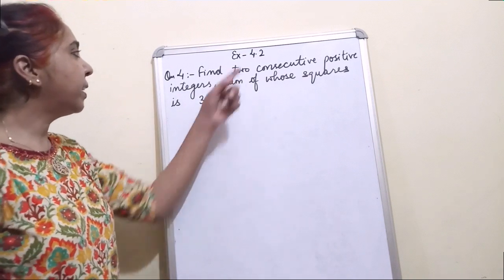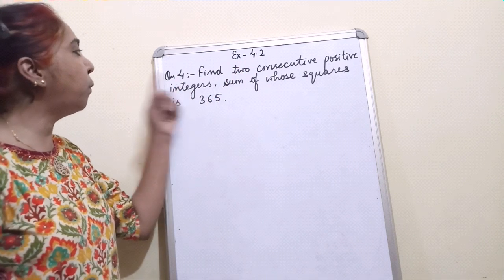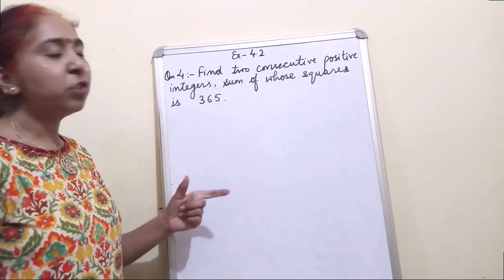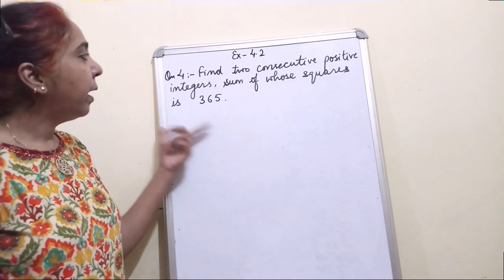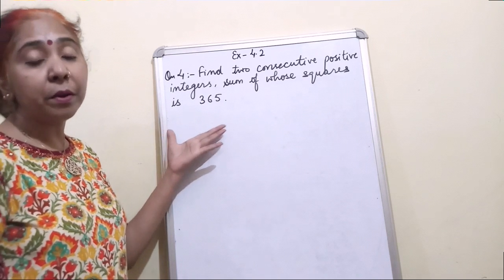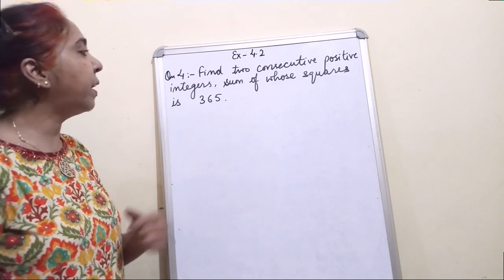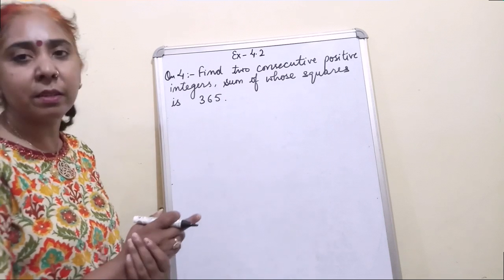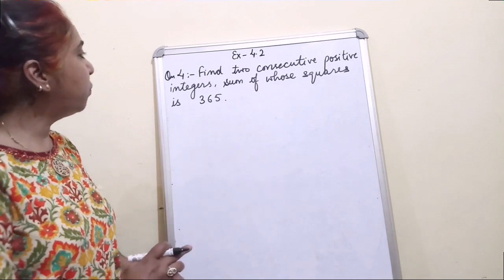Today we'll do exercise 4.2, question number 4. In this question, we have a word problem, and after making a quadratic equation, we have to solve that and find the numbers as he has asked us. Okay, so let us see the question first.